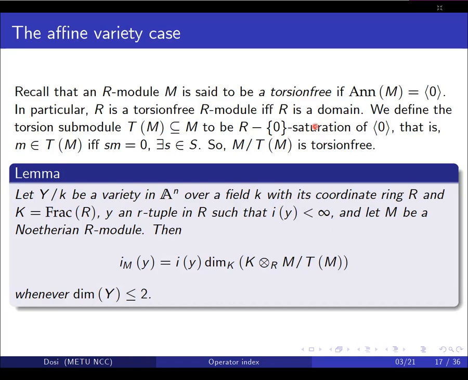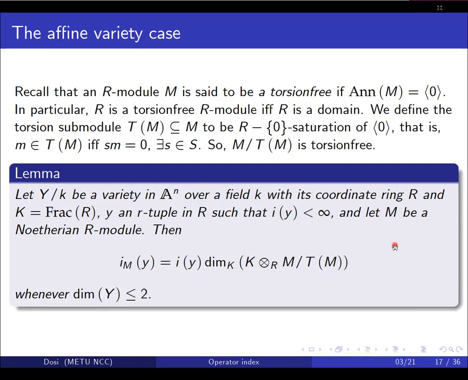So the first lemma indicates the link between the index over the ring itself and the index over the module. Let's say we have a variety over the field with coordinate ring R, and K is the fraction field. Y is an R-tuple with a finite index, M a Noetherian R-module. Then the index over M can be calculated like this multiplication. This result is true whenever the dimension is less than or equal to 2.